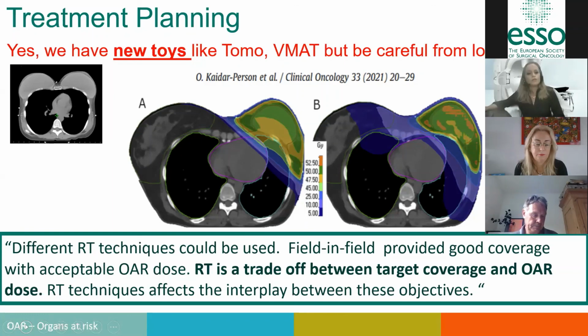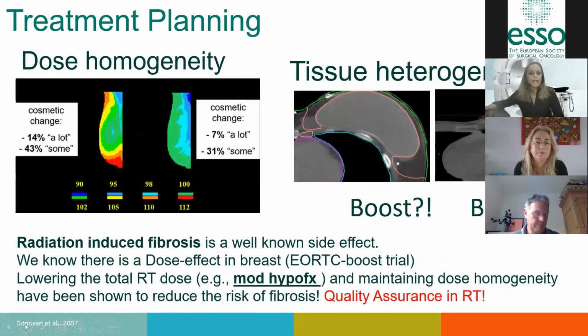And we need to remember that if we use arc-based and the different new techniques, it might expose the patient to a low dose of radiation, which we do not know the implications of with regards to secondary malignancies. And we have a lot to do with regards to planning. Dose homogeneity is very important. It can reduce the radiation-induced fibrosis. We know that very well.